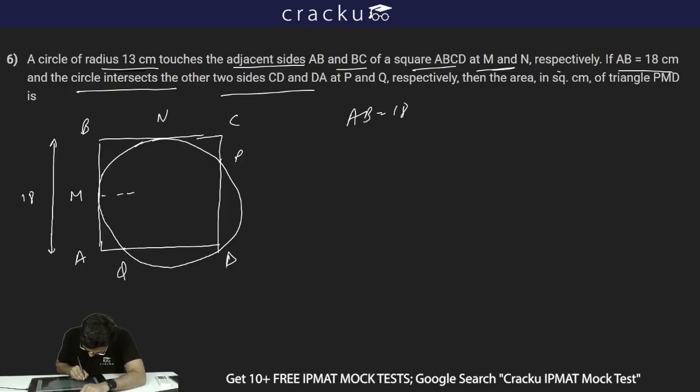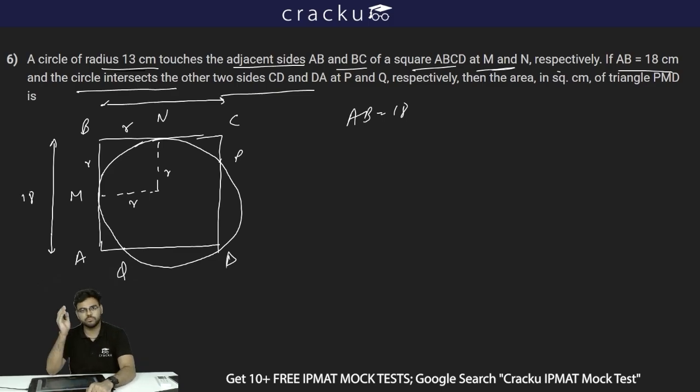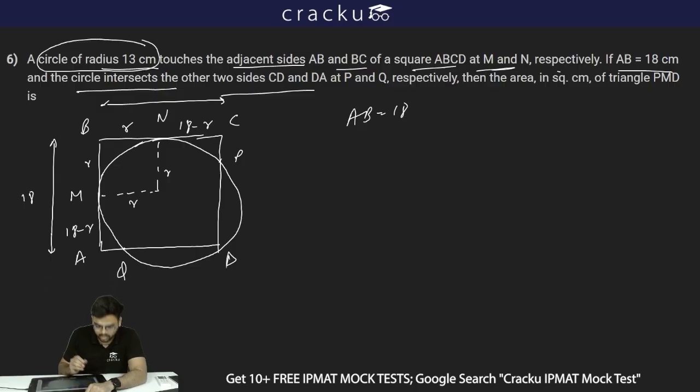Now this will be the radius of the circle, R, and this will also be R. Now if this is R, we know the full side is 18 centimeters. The entire BC is 18 centimeters, so this will be 18 minus R. Similarly, this will also be 18 minus R. MA will be 18 minus R. And we are given the value of R. It is clearly given the circle has radius 13 centimeters. So R is equal to 13.